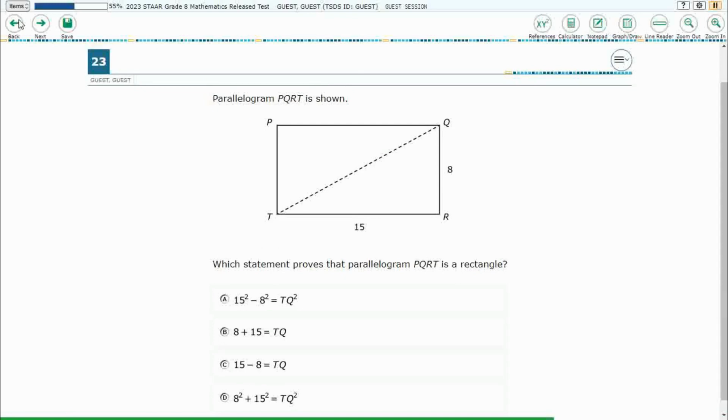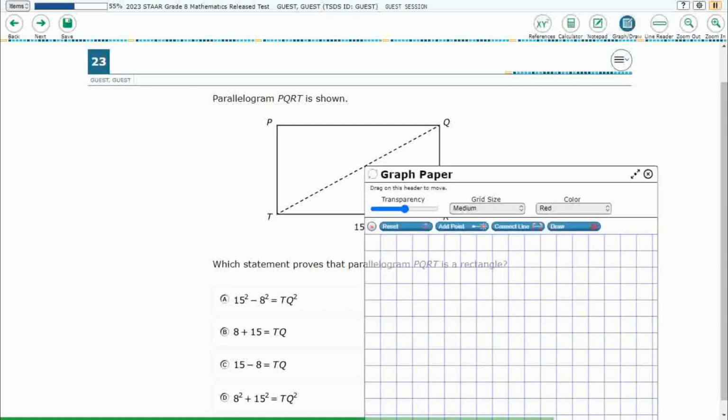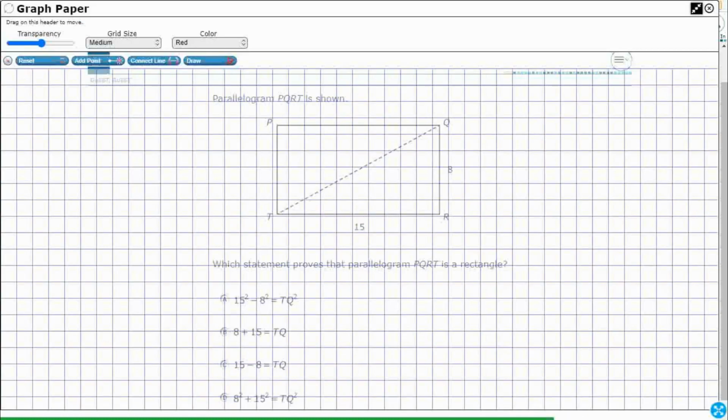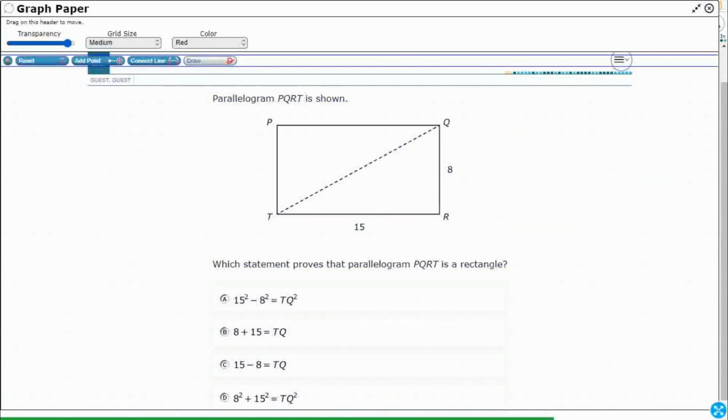Alright, so we have a rectangle. They're calling it a parallelogram, but that's fine. PQRT. And we need to prove that it's a rectangle. It visually looks like a rectangle, but what they're giving us is that it's a parallelogram. Okay, so what do we know about a parallelogram?